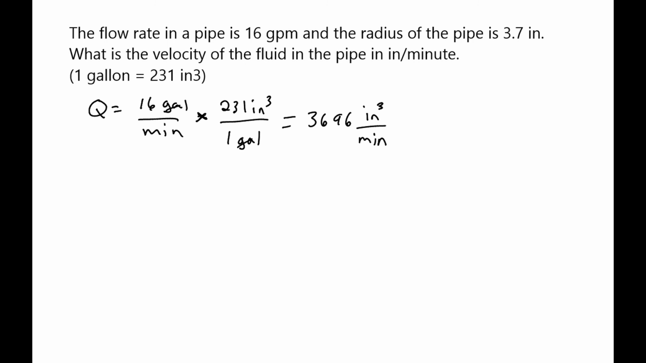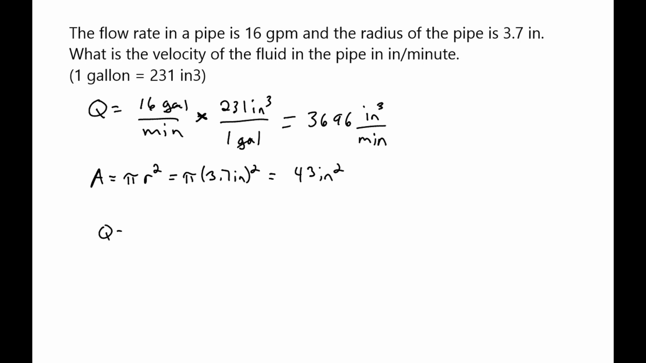Alright, we also need the cross-sectional area of the pipe. How can we find the cross-sectional area of the pipe? So pi r squared equals pi times our radius, 3.7 inches, squared. No, we want it as a decimal. 43 inches squared for the cross-sectional area.